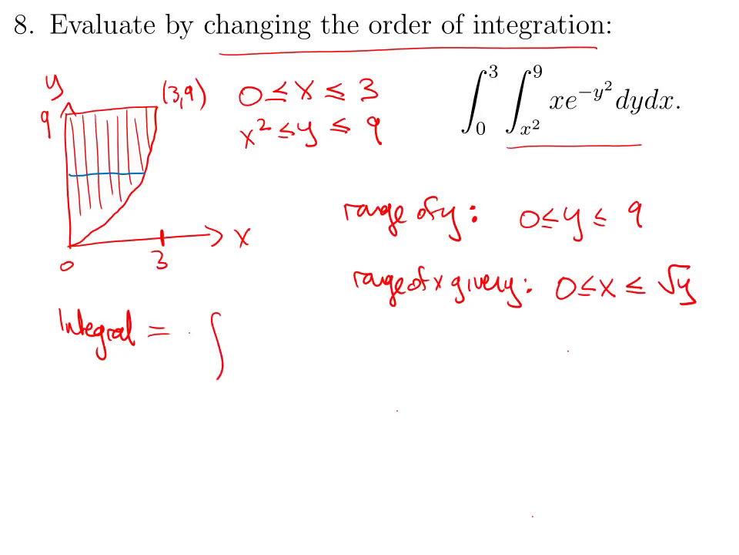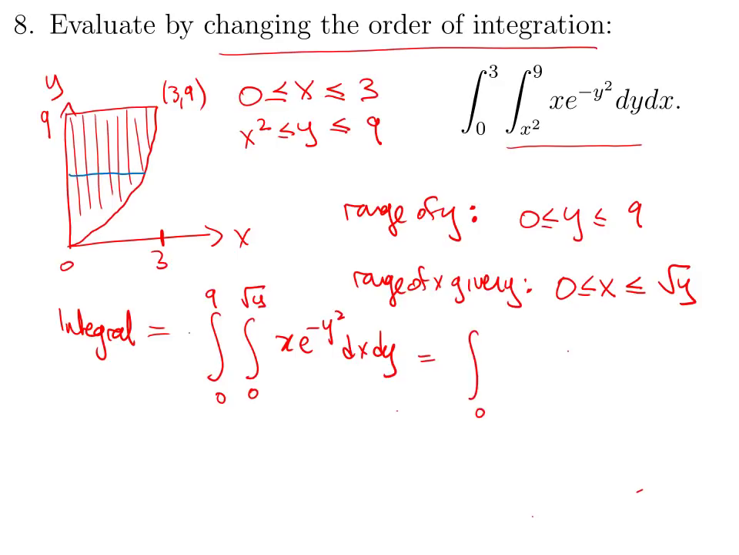So that gives me an expression of this as a type 2 region. The integral is equal to the integral from 0 to 9, 0 to square root y, the same function, x times e to the minus y squared, dx dy. And this is going to make my life a lot easier because now I can do the inner integral easily. As a function of x, it's just x times a constant.